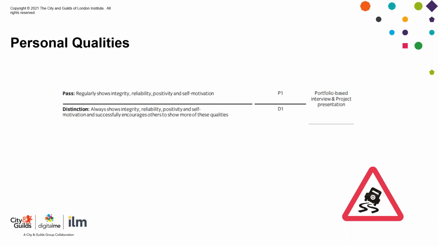And for distinction, it's back to the proactivity I was speaking of earlier. How have they successfully encouraged others to show these qualities, i.e. integrity, reliability, positivity, self-motivation? How do they do this? What examples can they give?